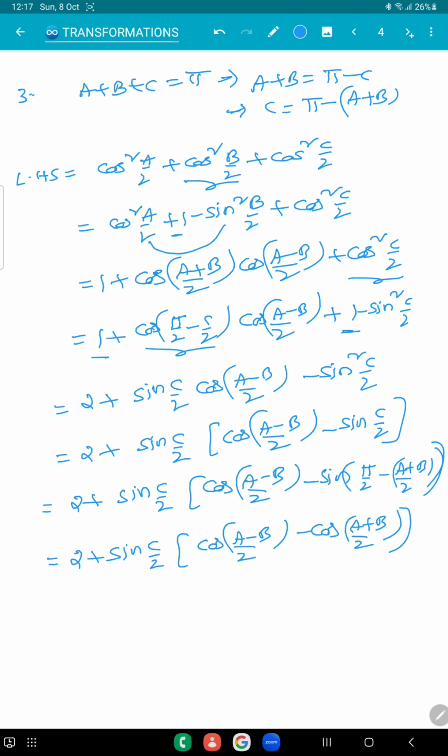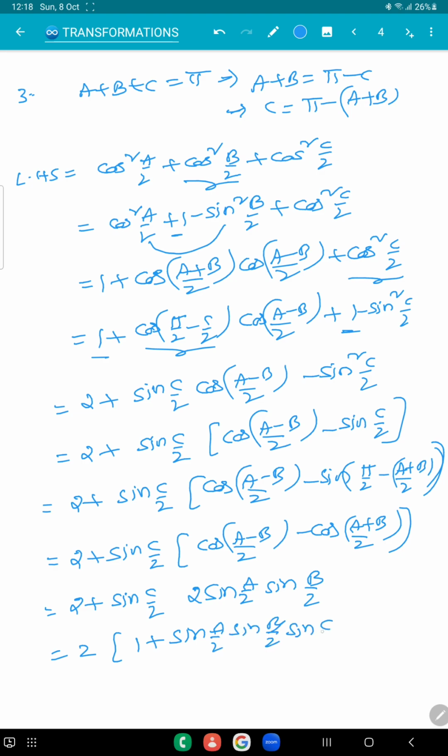So apply the transformation. What is that? 2 plus sin c by 2 times cos (a minus b) minus cos (a plus b) is 2 sin a by 2 sin b by 2. So bringing 2 common, I have 1 plus sin a by 2 sin b by 2 sin c by 2. In this one we have to be more careful about the formula. If you know the formula, you can do that well. So we'll go for the next question.